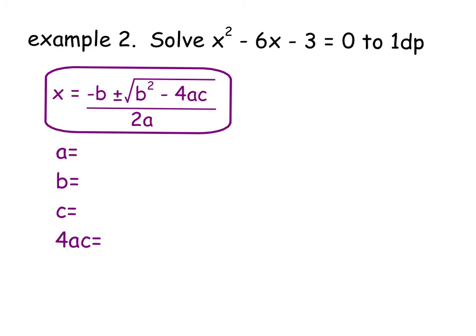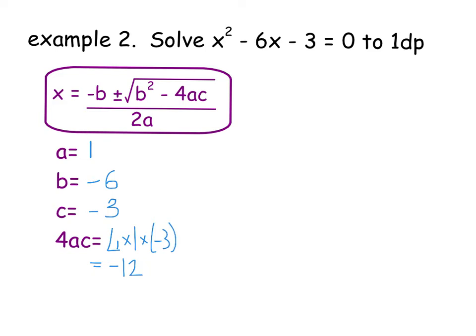So A is the first term in front of the x squared, which is a secret number 1. B is your middle term. Now notice this time it's -6. And C is your end term, which is -3. 4AC will be 4 times 1 times -3, which gives us -12.